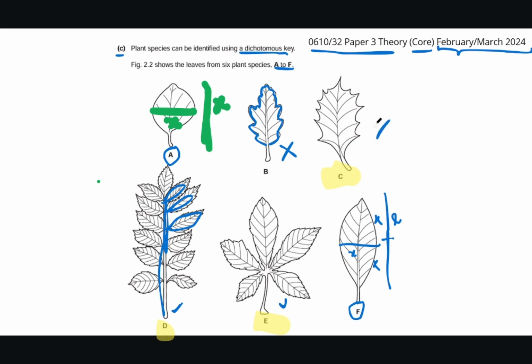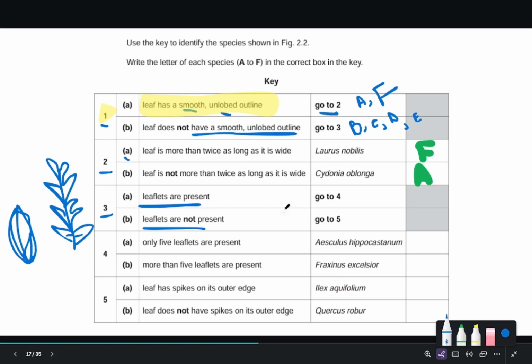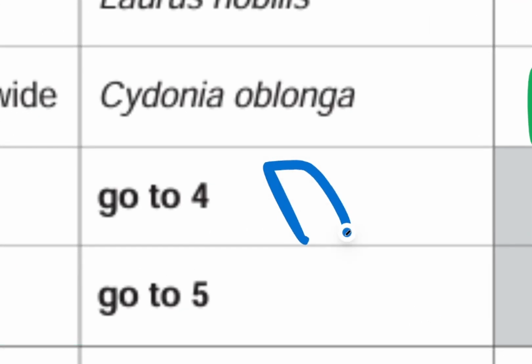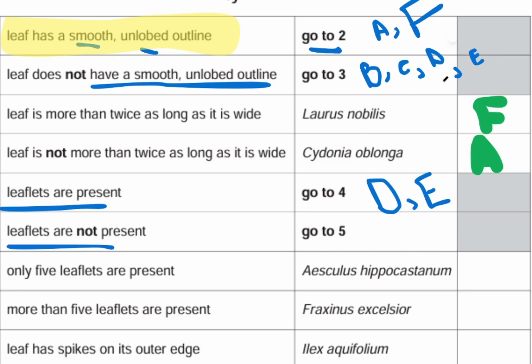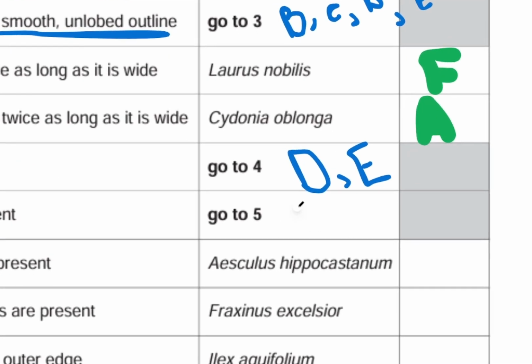Similarly, C is also not a leaflet. And so I am left with the options D and E. All right, so D and E, they're both leaflets. So if leaflets are present, then I'm left with the option as D or E out of these 4 options. And if leaflets are not present, then of course I'm left with B and C.